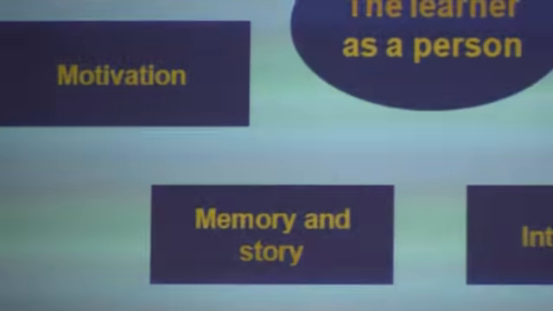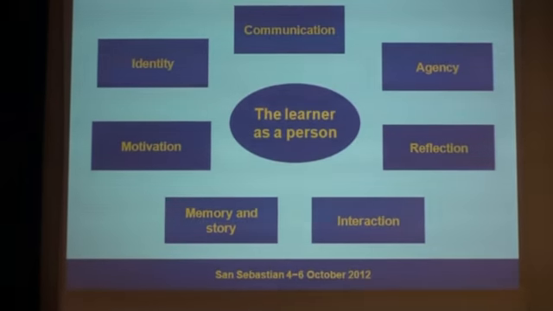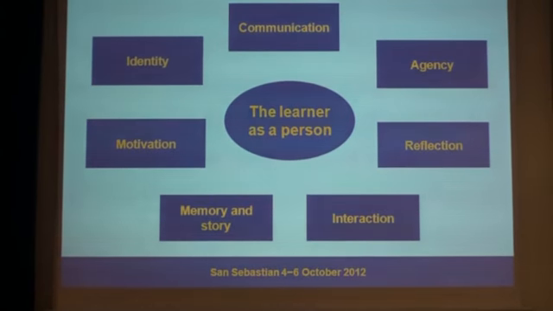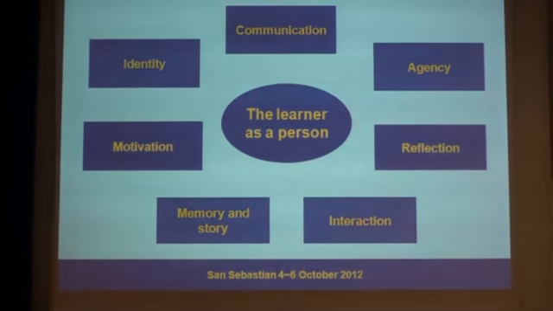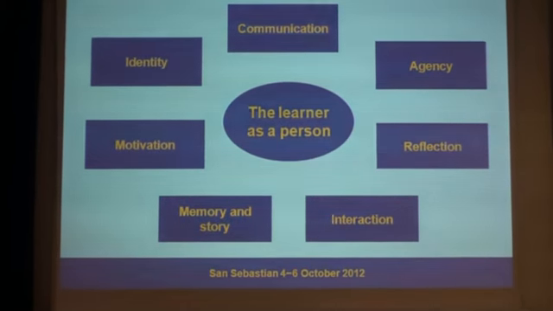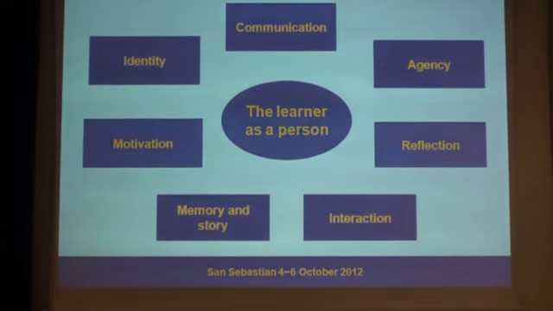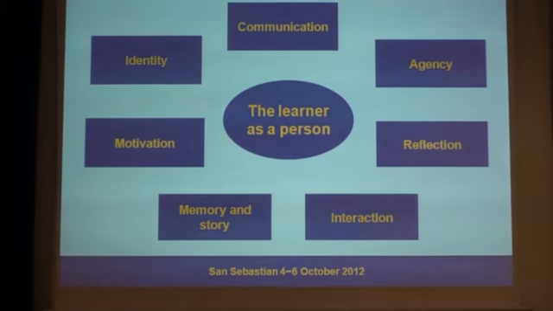So there we have it: identity, communication, agency, reflection, interaction, memory, and story, and motivation. They are, of course, as I've said, not a taxonomy. I'm not saying that these are the components which you add up. I'm just saying these are different perspectives. And as I've spoken, although I've had to go rather quickly through my argument, I'm sure you've seen how there has been overlap from one perspective to another. Let me conclude very quickly.